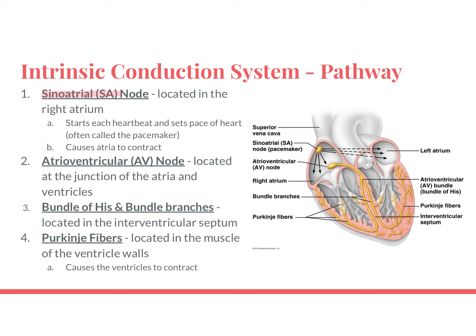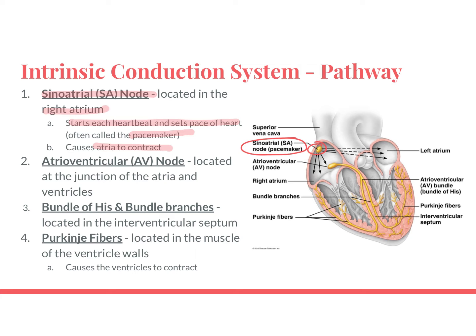Okay, so the SA node is located right at the right atrium. So in your image, you can see the SA node right here. It's a bundle of tissues, and its job is to start each heartbeat and actually set the pace of the heart. So this is why this particular part of the intrinsic conduction system is called the pacemaker. Okay, and when the SA node fires, when it sends its signal, when it starts to depolarize, it causes the atrium to contract.